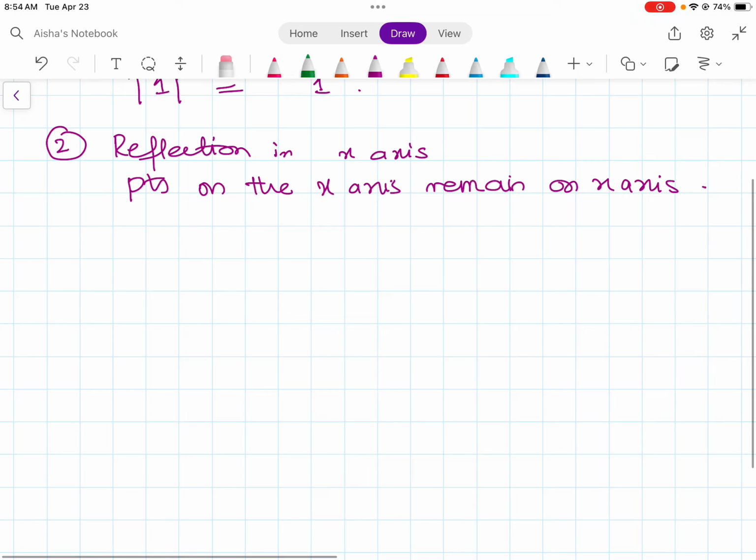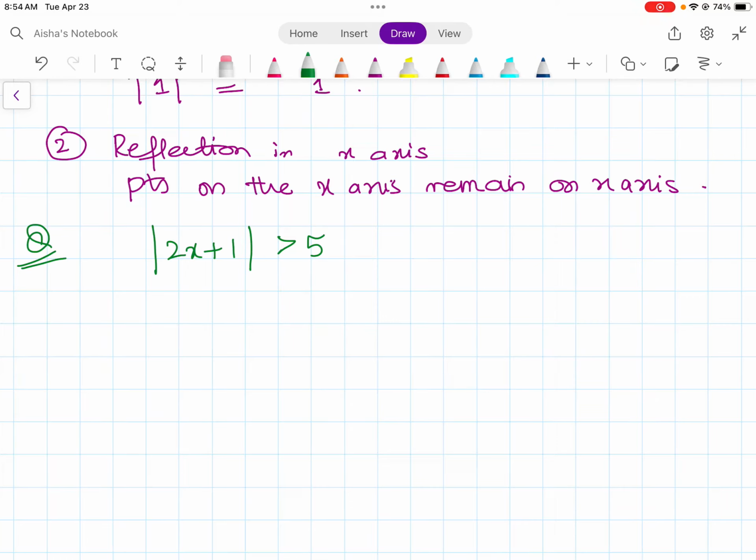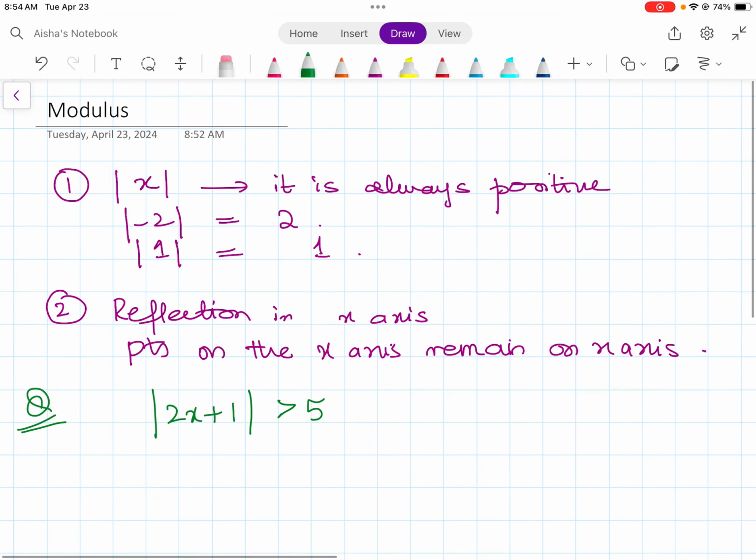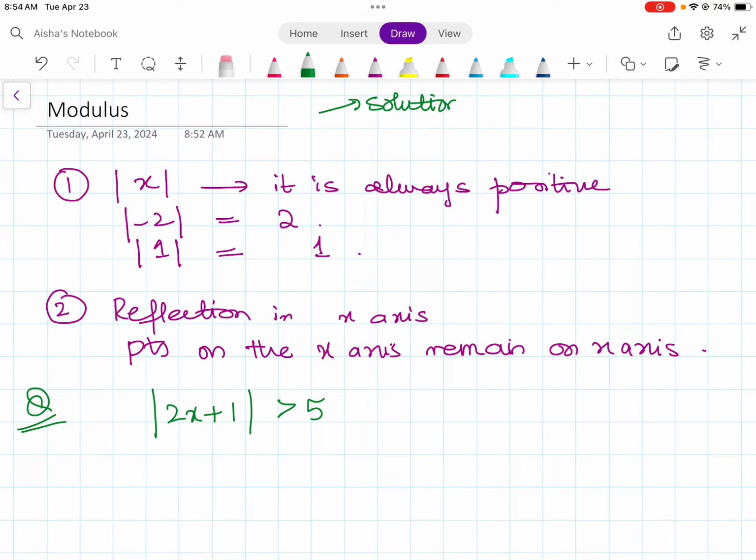Alright, now let's talk about the type of questions that you can expect. Now there are two things in modulus. One is solution, that is solving them, and one is sketching. Solution means equalities and inequalities, everything can be asked. And sketching, a question can clearly just ask you to sketch, or if they ask you to solve the modulus, then sketching helps you to solve it properly. So I would highly advise you to sketch when you're solving the modulus function.